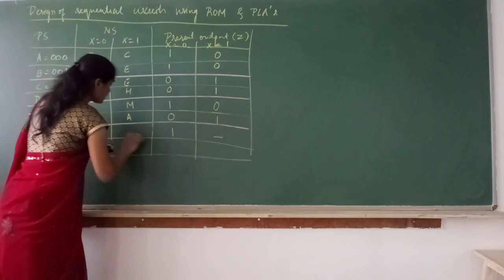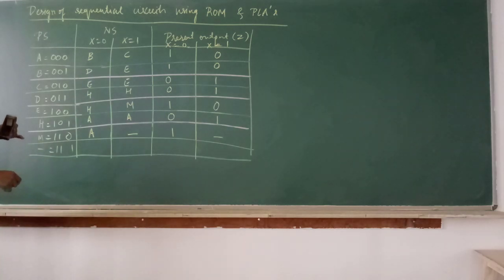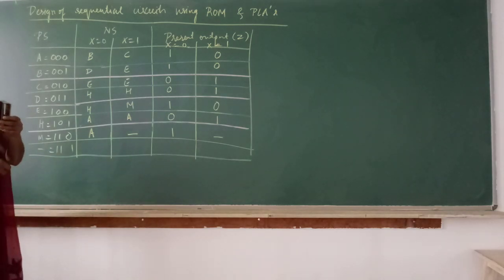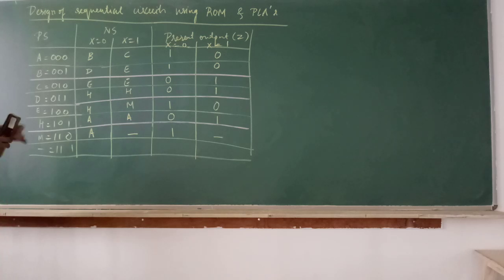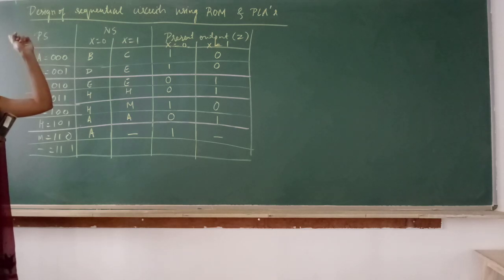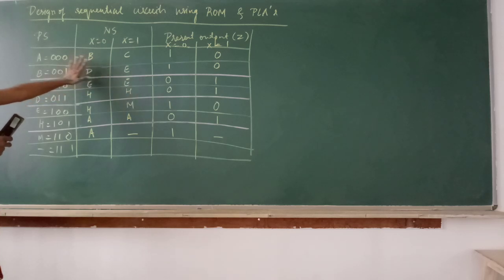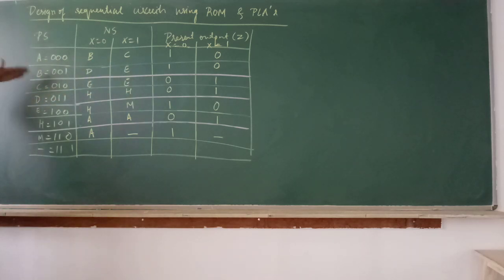Here we have not worried about the state assignment guidelines, because when we are designing using ROM, we don't have to worry so much about state assignment. But when you go for PLA, the state assignment made using the guidelines has to be considered. For ROM it is not required. So we did a direct straight binary assignment: A as 000, then 001, 010, 011, 100, 101, 110, and 111 is don't care.